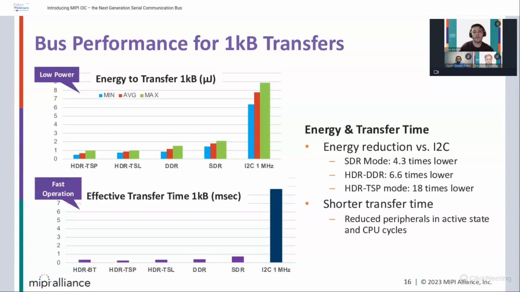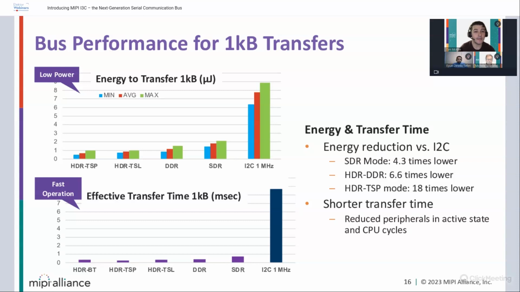On top of that, we also looked to be more efficient. So the bus performance for 1 kilobyte transfers, once again, in these graphs, you can see I2C, the legacy I2C on the right side, with the average up near, what is that, 8 microjoules.